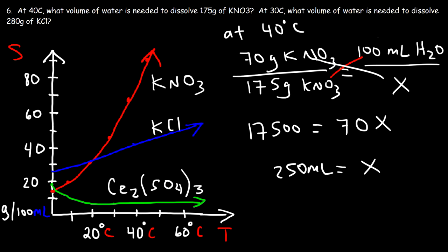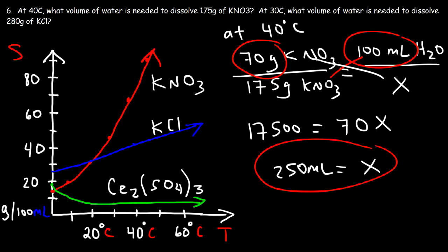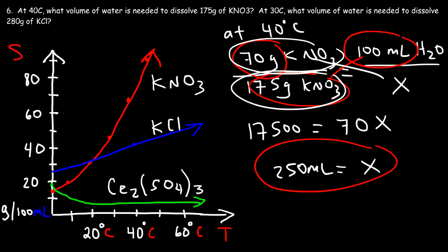So in 100 milliliters of water, we can dissolve 70 grams of KNO3. Now, if we increase the volume to 250, we can dissolve 175. Another way you could do this is looking at the ratio between the 175 grams of KNO3 and the 70 grams of KNO3. So 175 divided by 70 is 2.5. So we want to increase the amount of KNO3 that we can dissolve by a factor of 2.5. So then you multiply this number by 2.5 and you'll get 250. So there's many different ways in which you can do this.